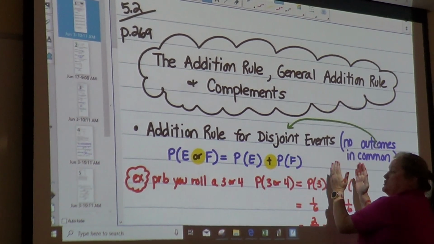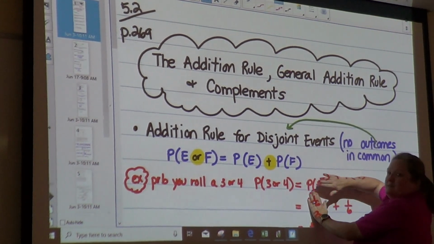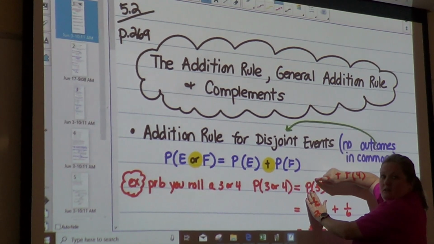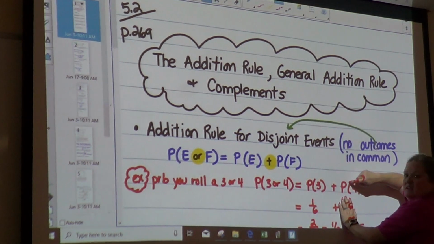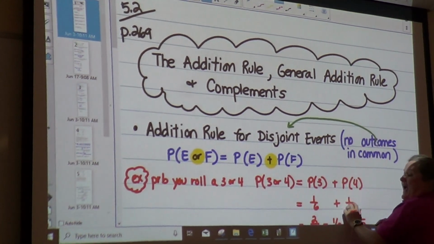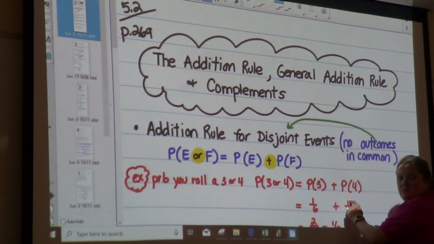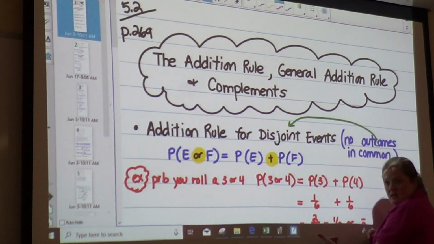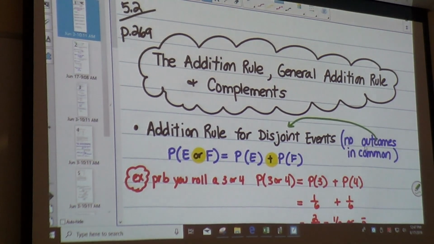So we're going to look at them as two separate things. What's the probability of a 3? What makes me happy is a 3. How many 3s are on a die? And how many total sides are on a die? How many 4s are on a die? And how many total sides are on a die? So we add up both of those. 1 plus 1 is 2 out of 6, and 2 sixths is going to reduce to 1/3.